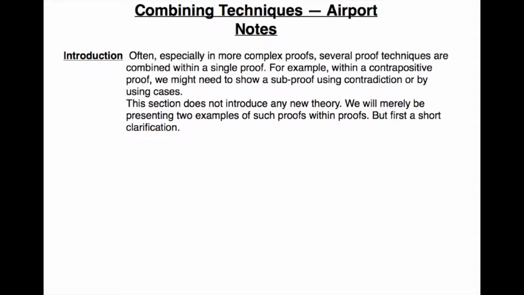Final location, the airport. Often, especially in more complex proofs, several proof techniques are combined within a single proof. For example, within a contrapositive proof, we might need to show a subproof using contradiction or by using cases. This section does not introduce any new theory. We will merely be presenting two examples of such proofs within proofs. But first, a short clarification.